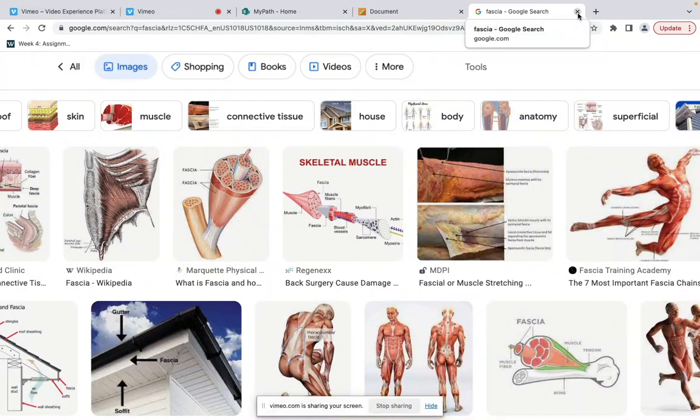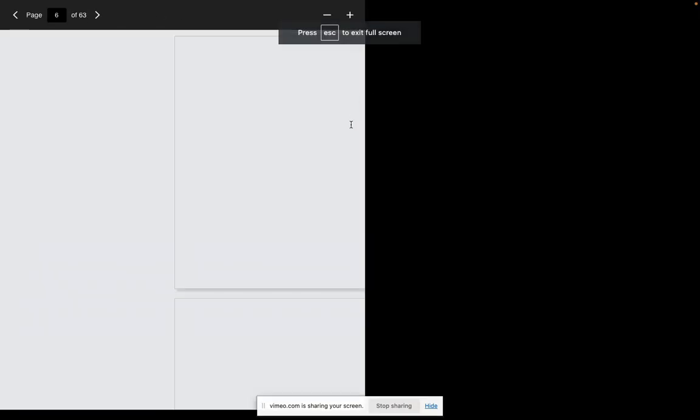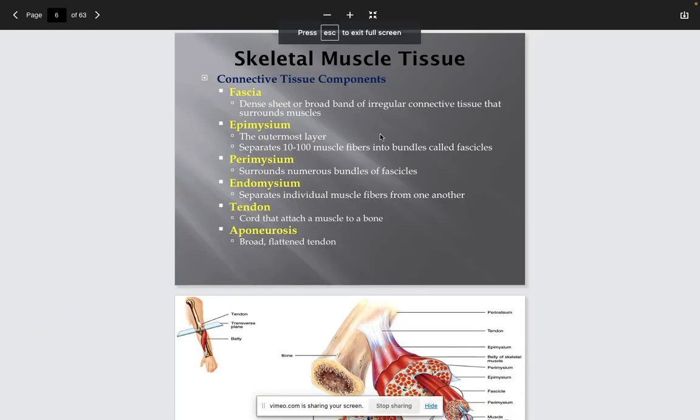If you've ever heard of myofascial release, this is a massage technique that they will use in order to help relieve muscular tension. They are massaging the fascia.